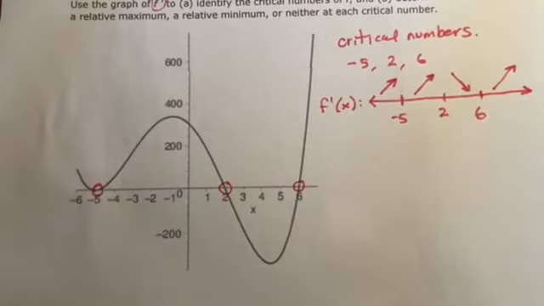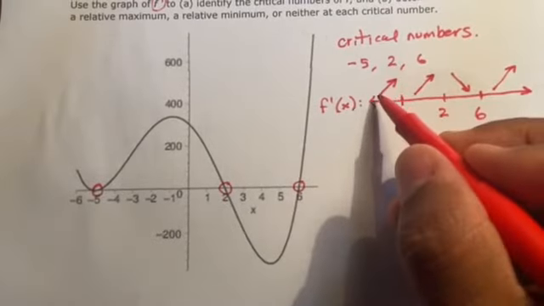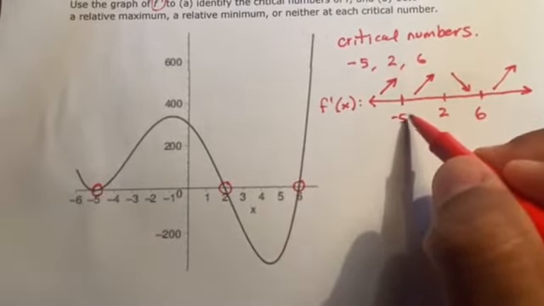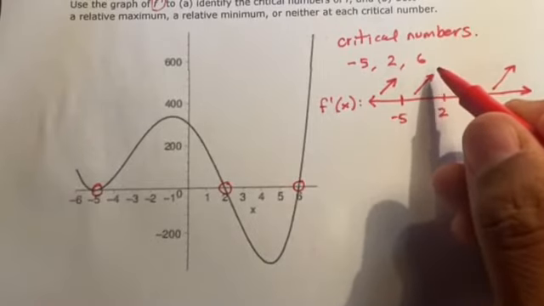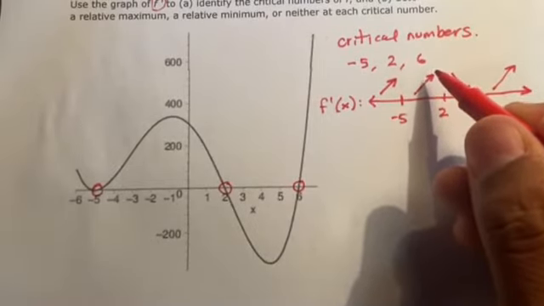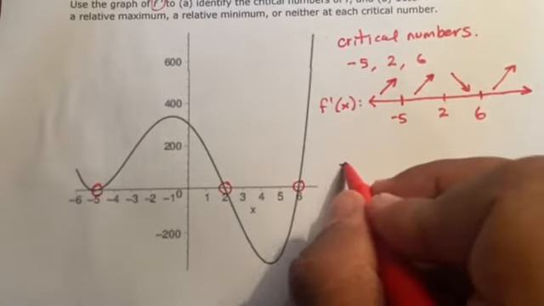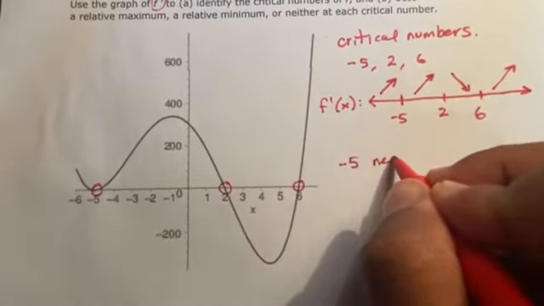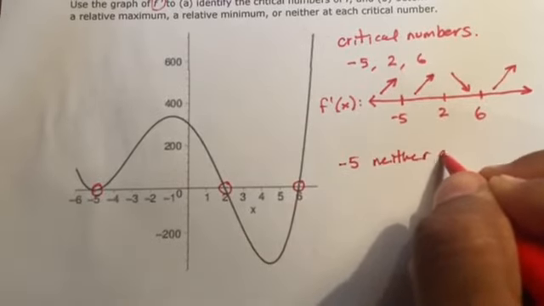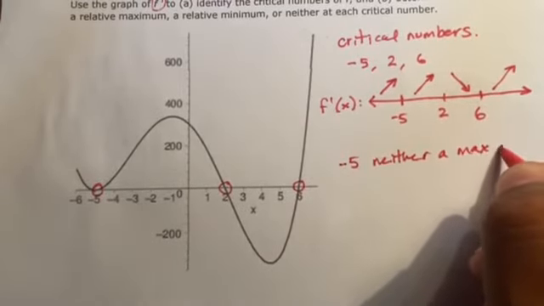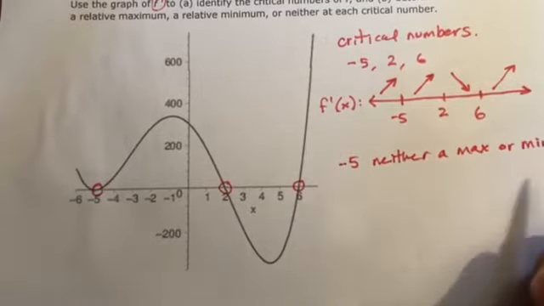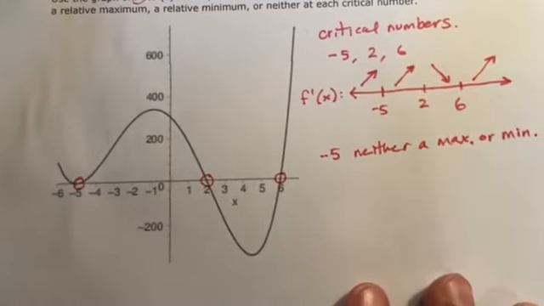So what we've got here is before -5, the function's increasing. After -5, the function's increasing again. So that's not an extrema, right? Because it's increasing before and increasing after. So I would say -5 is neither a maximum nor a minimum, right? It's neither one at that value.